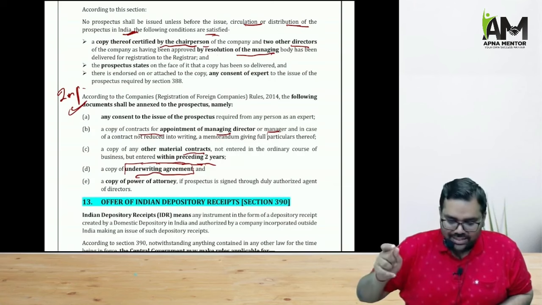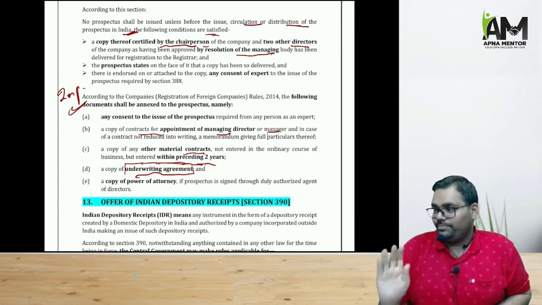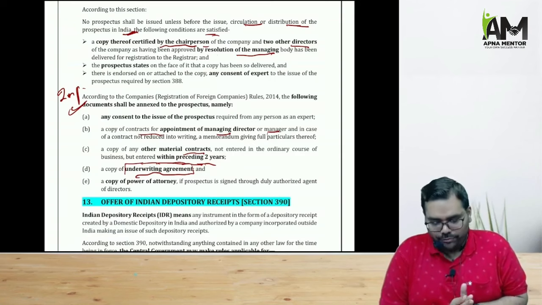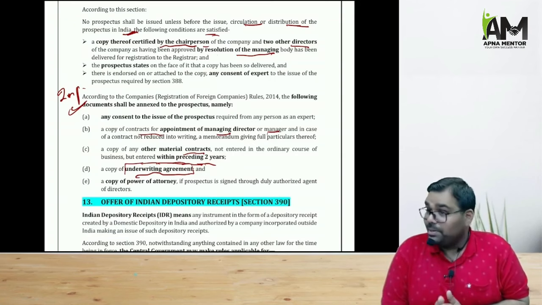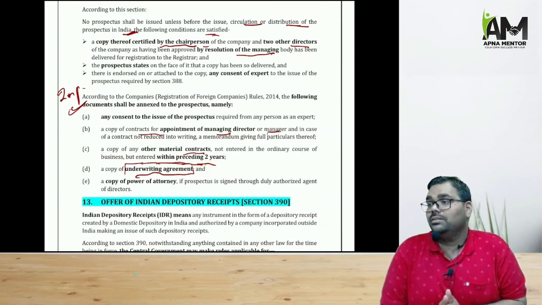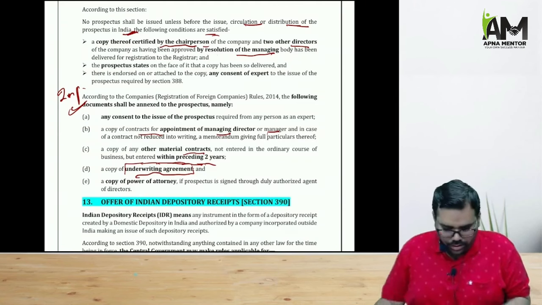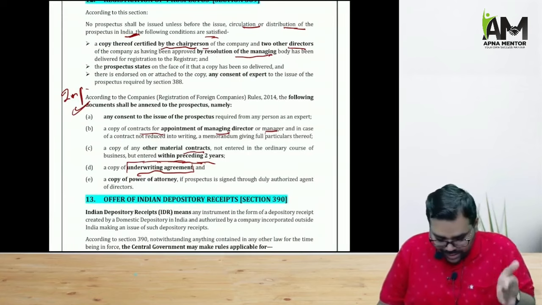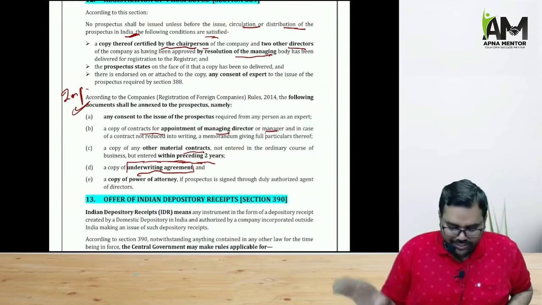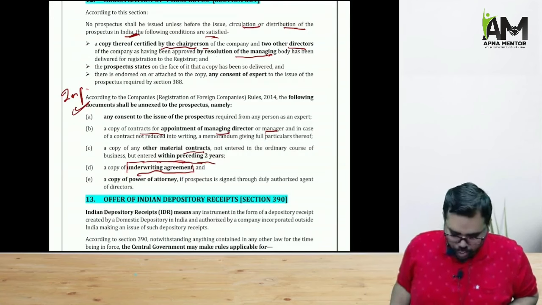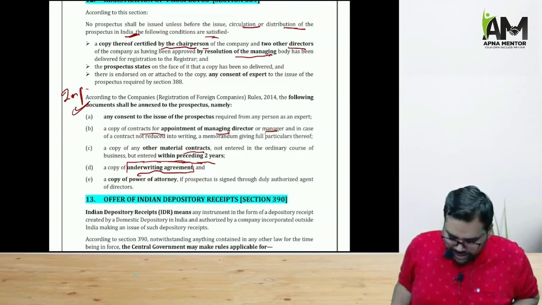So that is the copy of the underwriting agreement. Understood? So these foreign companies also have to enter a copy of the underwriting agreement. They have entered into an agreement with an underwriter also. So these 5 details are to be annexed with the prospectus. What are the 5 details to be annexed with the prospectus?